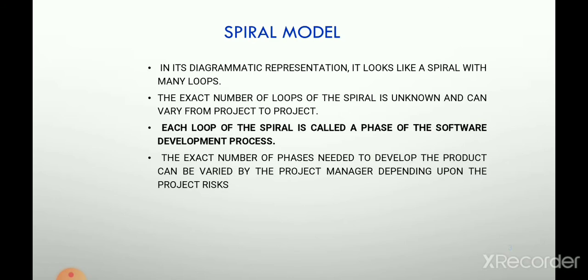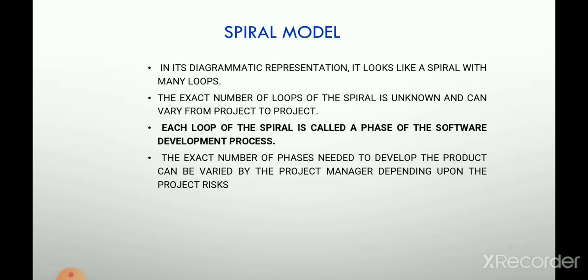In its diagrammatic representation, it looks like a spiral with many loops. The exact number of loops of the spiral is unknown and can vary from project to project. Each loop of the spiral is called a phase of the software development process. The exact number of phases needed to develop the product can be varied by the project manager depending upon the project risk.